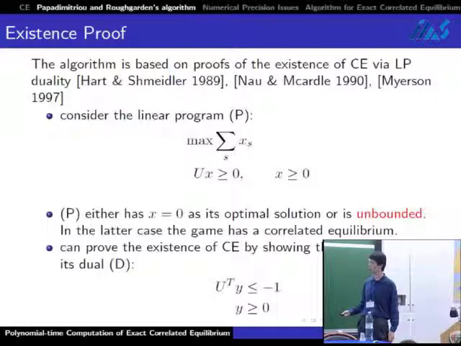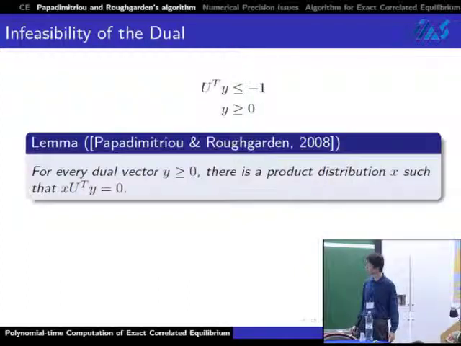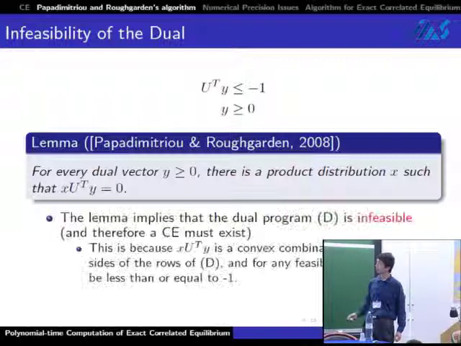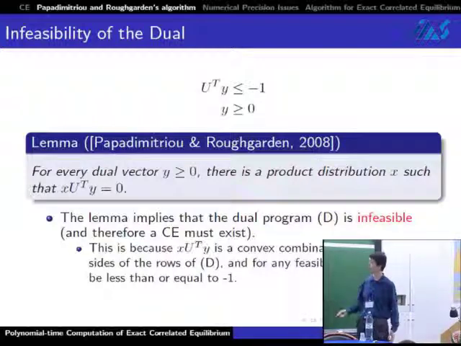So therefore, one way to prove the existence of CE is to look at the dual program, which we call D, and if we can prove that D is infeasible, then by LP duality the primal will be unbounded, and we're done. So how do we prove that D is infeasible? They gave the following lemma. For every dual vector y greater or equal to 0, there exists a product distribution x such that this expression is 0.